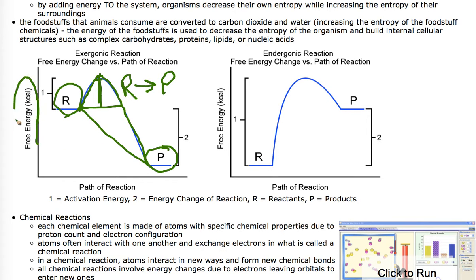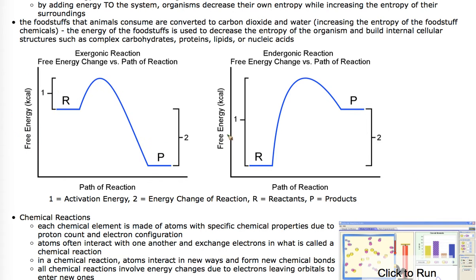Note that this graph is showing free energy, that's energy available to do work, versus path of reaction. So this is a map. The reactants have high energy, the products have low energy, and the hump is the pathway between the two. Now we look at the reaction on the right. This is what we call an endergonic reaction. On the y-axis, once again, free energy, which is energy available to do work. On the x-axis, we have path of reaction, which is the map.